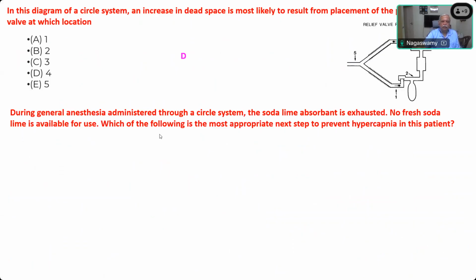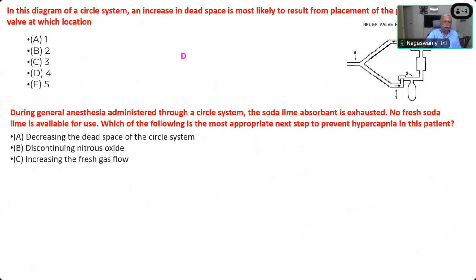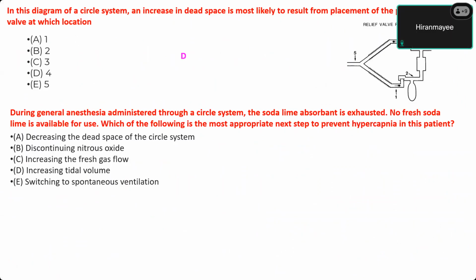But during general anesthesia administered through circle system, the soda lime absorbent is exhausted. No fresh soda lime is available for use. Which of the following is the most appropriate next step to prevent hypercapnia in this patient? The options are decreasing the dead space of the circle system, discontinuing nitrous oxide, increasing the fresh gas flow, increasing tidal volume, switching to spontaneous ventilation. Increasing fresh gas flow, sir. Increasing fresh gas flow. Good. Right.